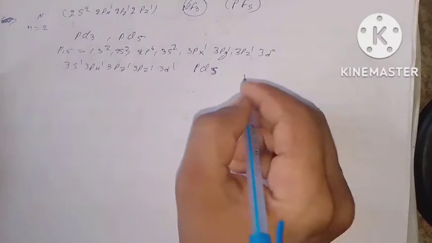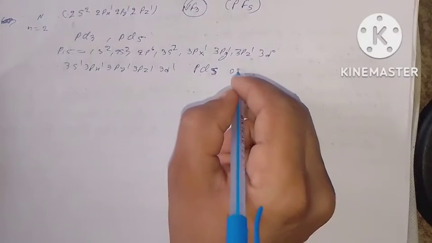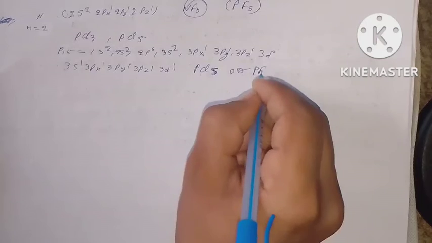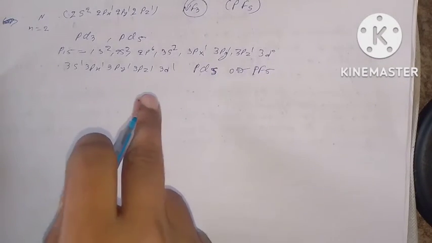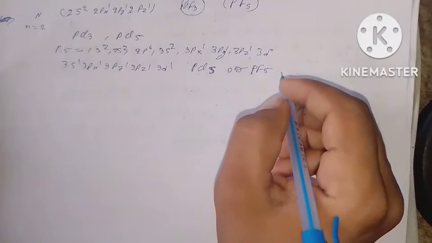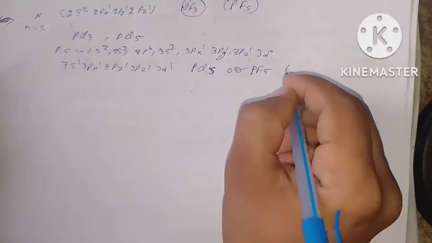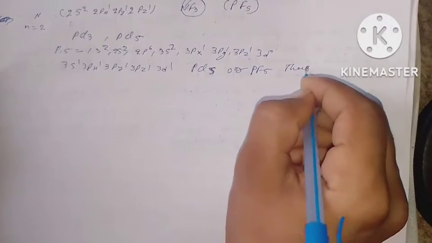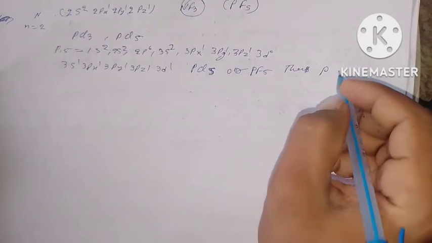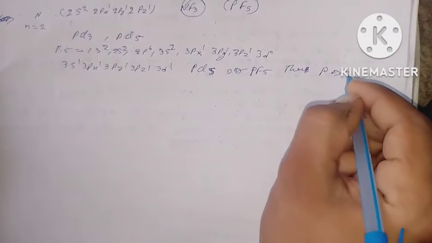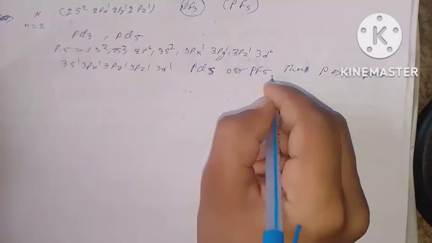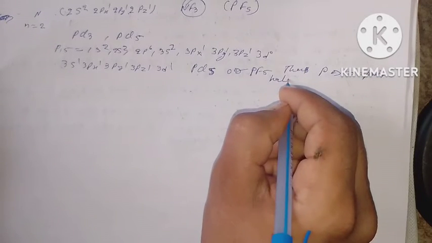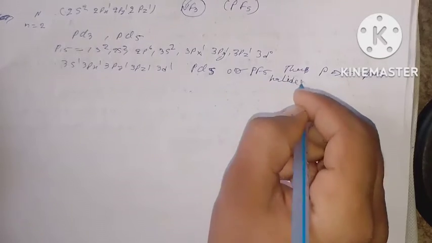PCl5 or PF5 molecule. Thus P can form tri or pentahalide.